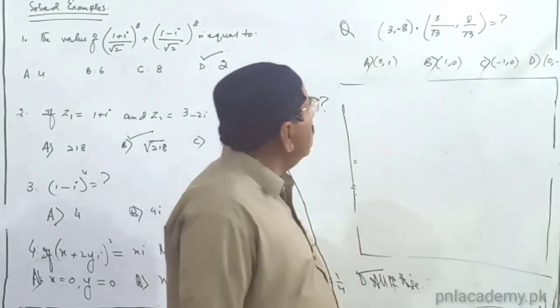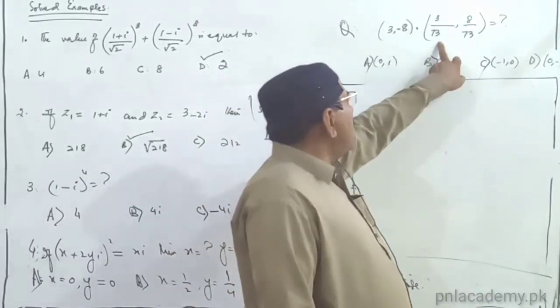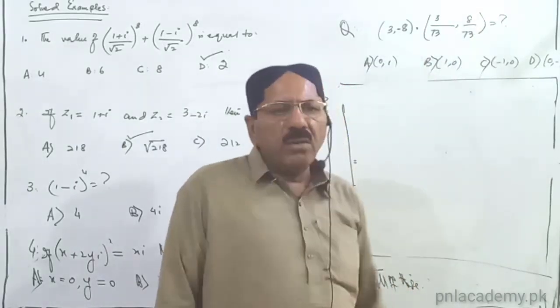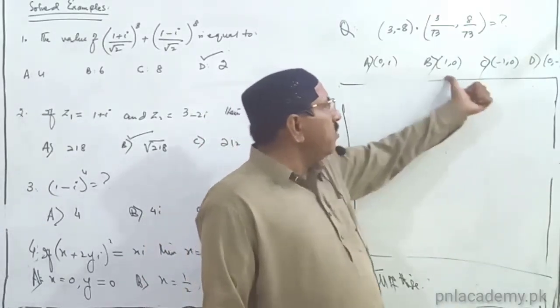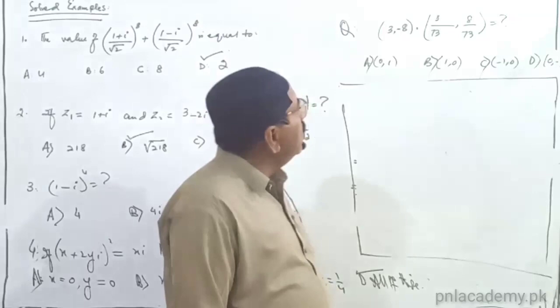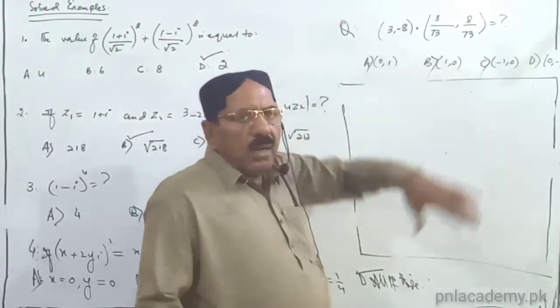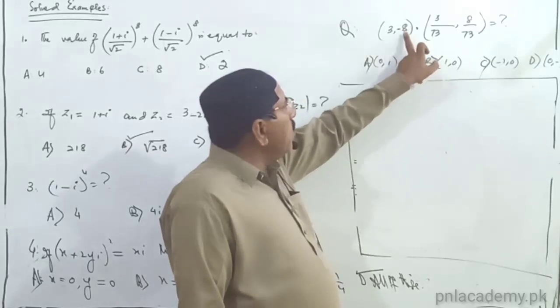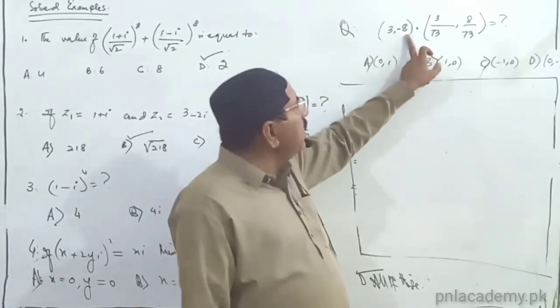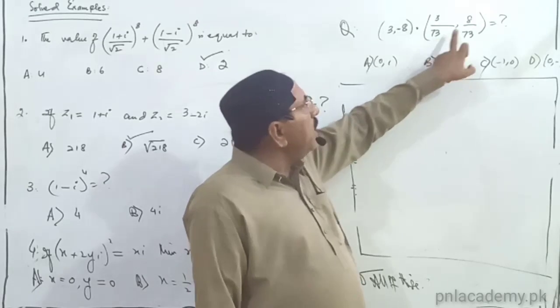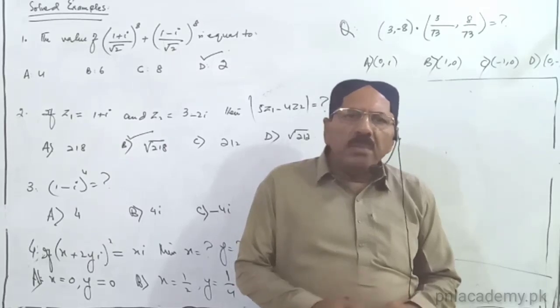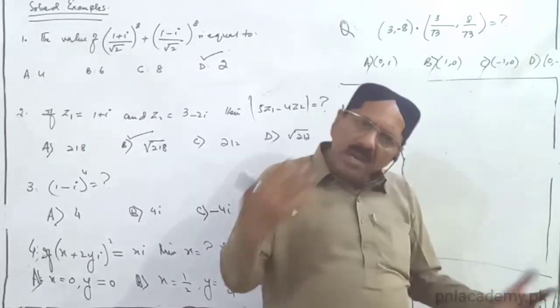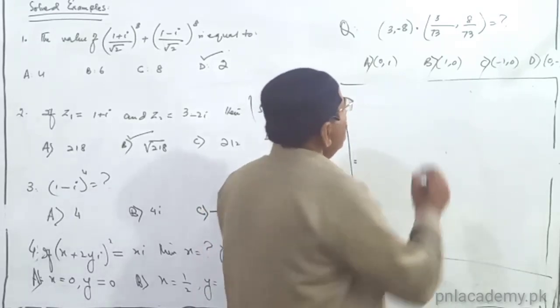3 comma minus 8. 3 upon 73 comma 8 upon 73. According to the condition, when we multiply the two complex numbers, we can get any one result, whatever is correct. But according to the point of view, 3 comma minus 8 has the multiplicative inverse 3 upon 73 and 8 upon 73. If we multiply two multiplicative inverse numbers to each other, the result is identity, which is 1 comma 0. So according to the condition, 1 comma 0 is the correct answer.